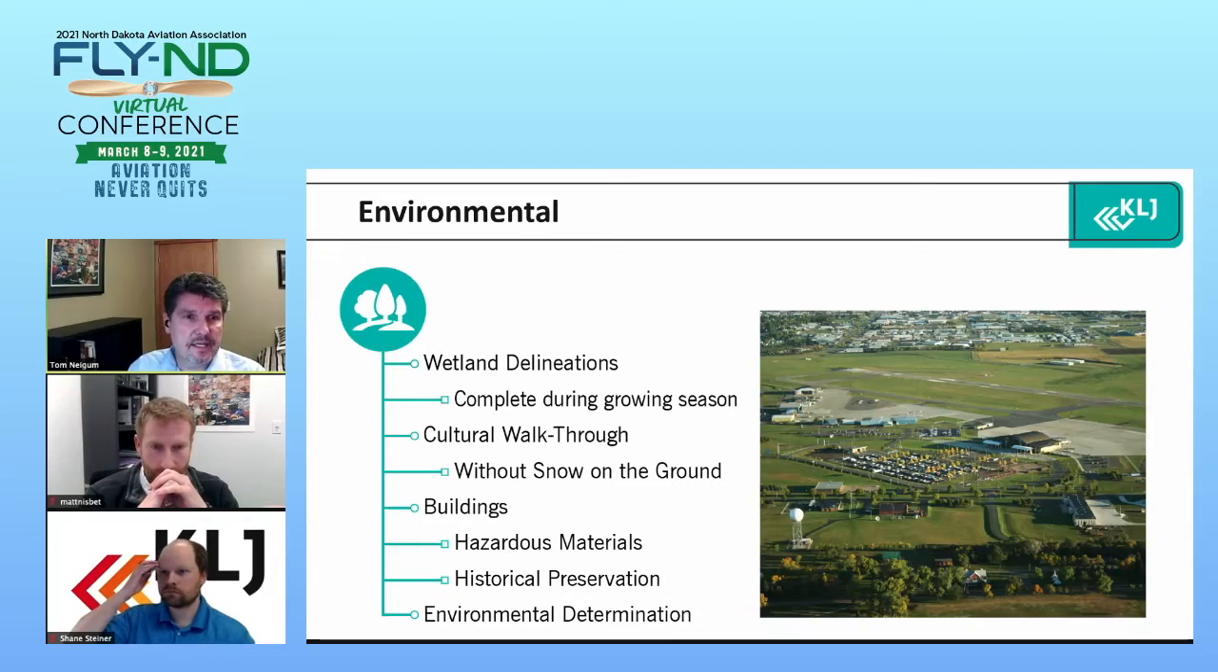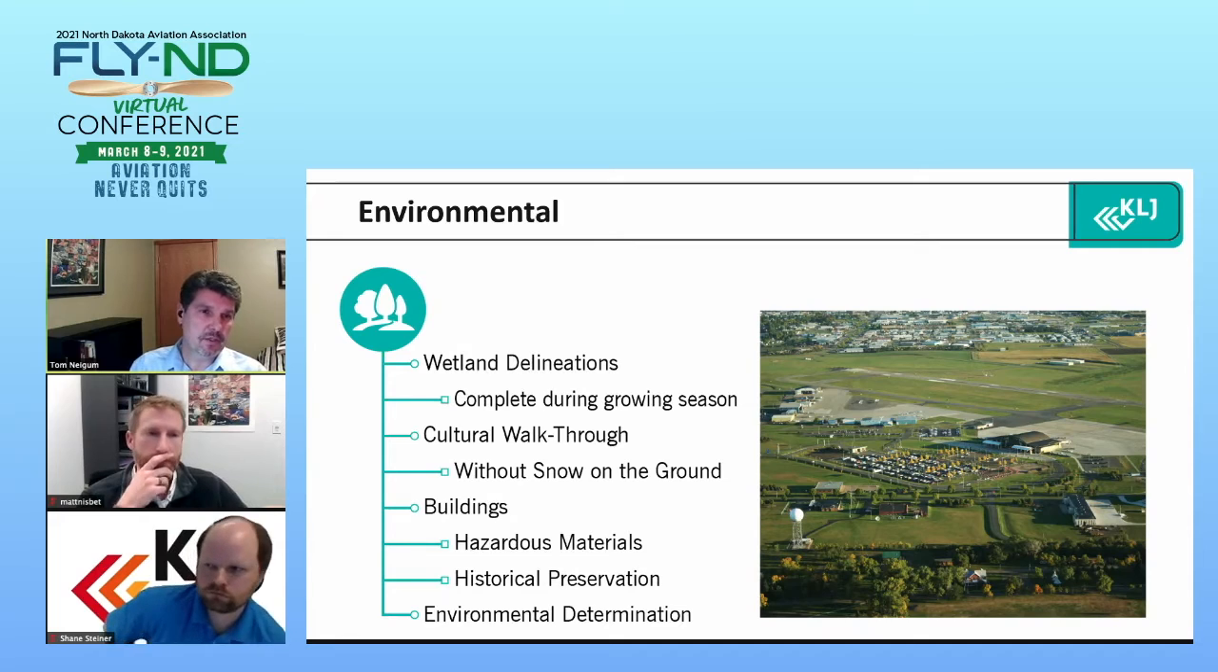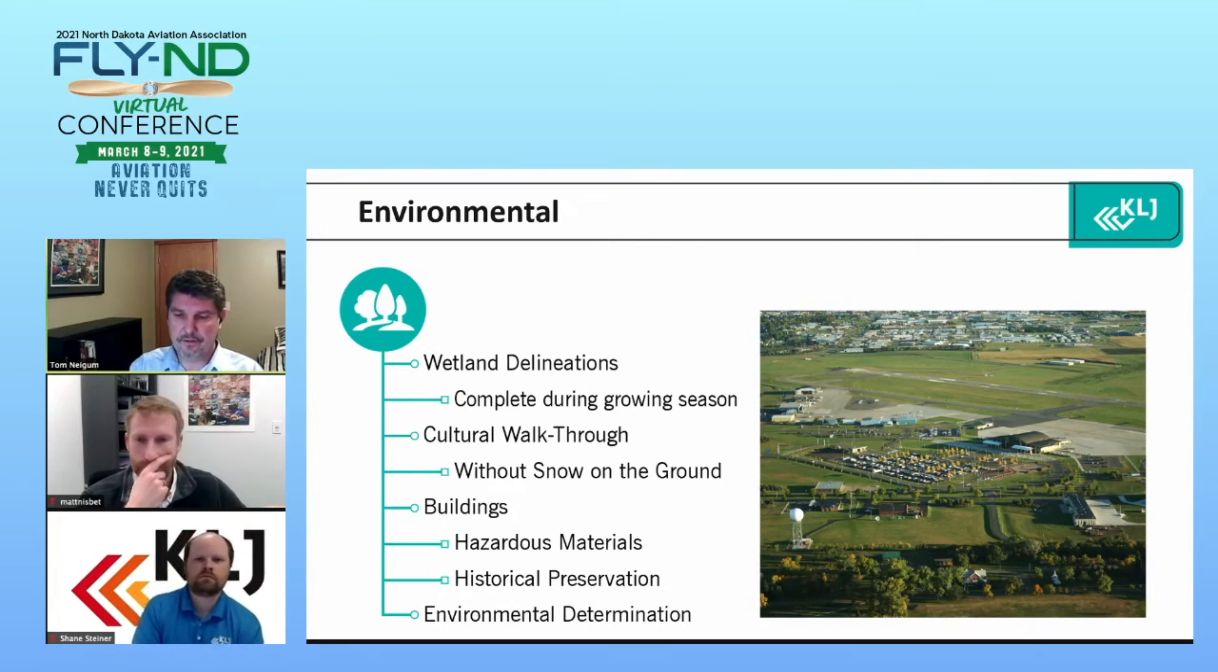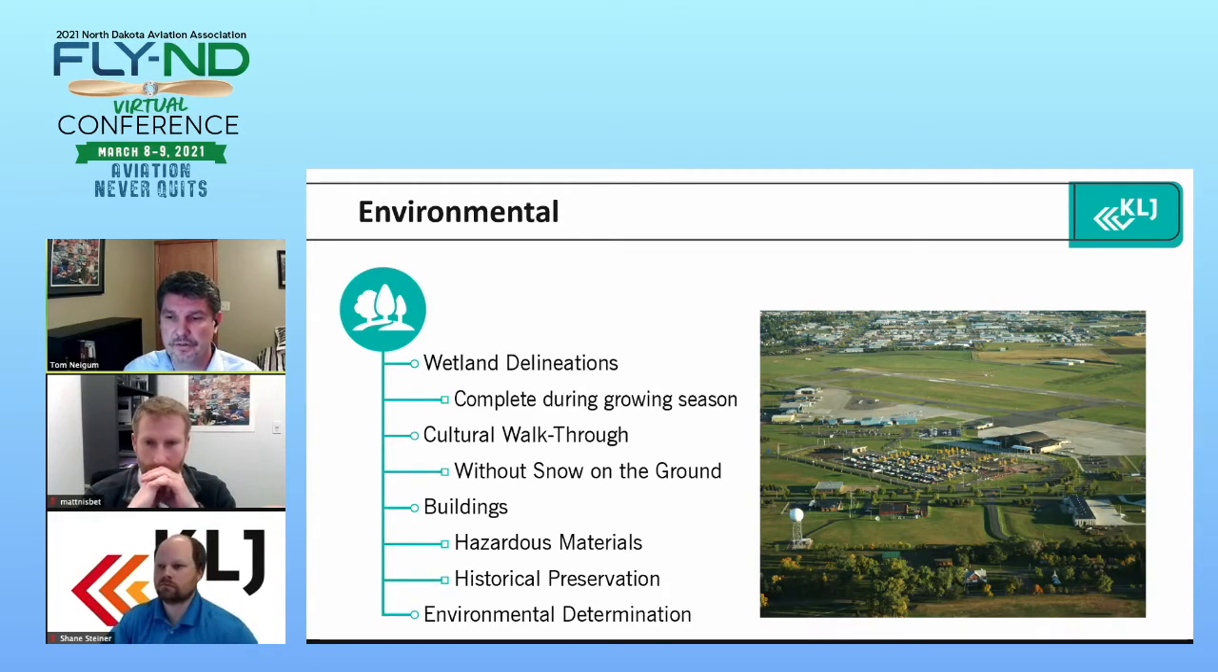And then on the environmental side, really there's wetland delineations that need to be done at times. Those need to be completed during the growing season. And typically the FAA is going to define the growing season as mid-May through probably the end of September. So it's really when you can see the growth that's attributed to wetlands versus not attributed to wetlands. So those have to be completed during the growing season. So it's important to get those done in the fall as soon as possible.